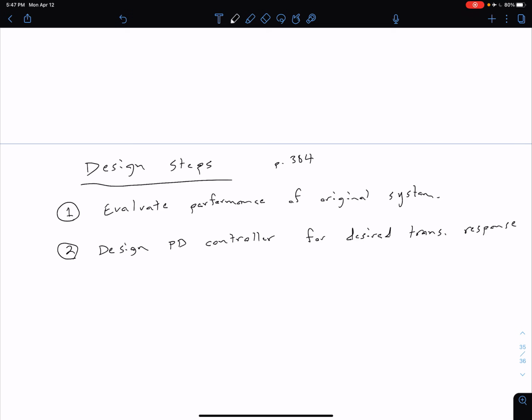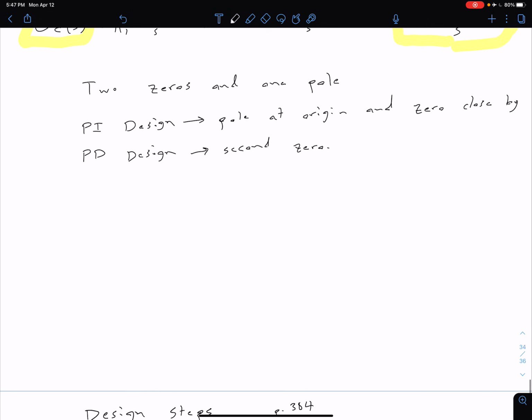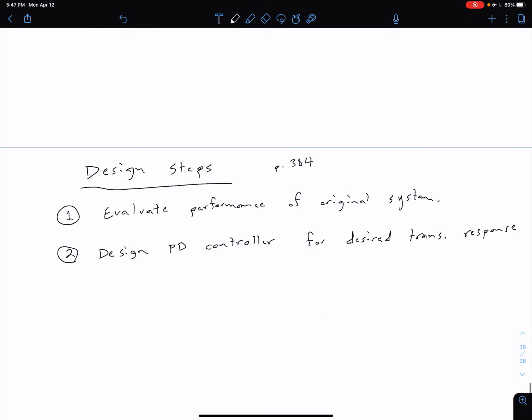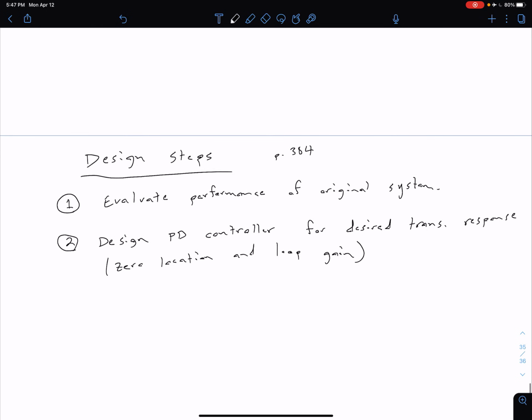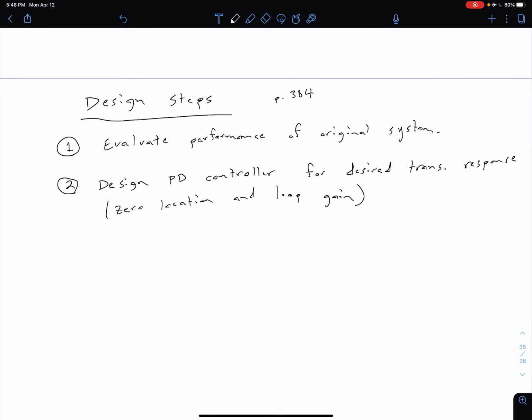And so as we see from up here, this is going to give us our 0 location as well as a loop gain. And we're going to come back and see all of this in an example later on. So if any of this is a little fuzzy, hopefully it'll be cleared up later.